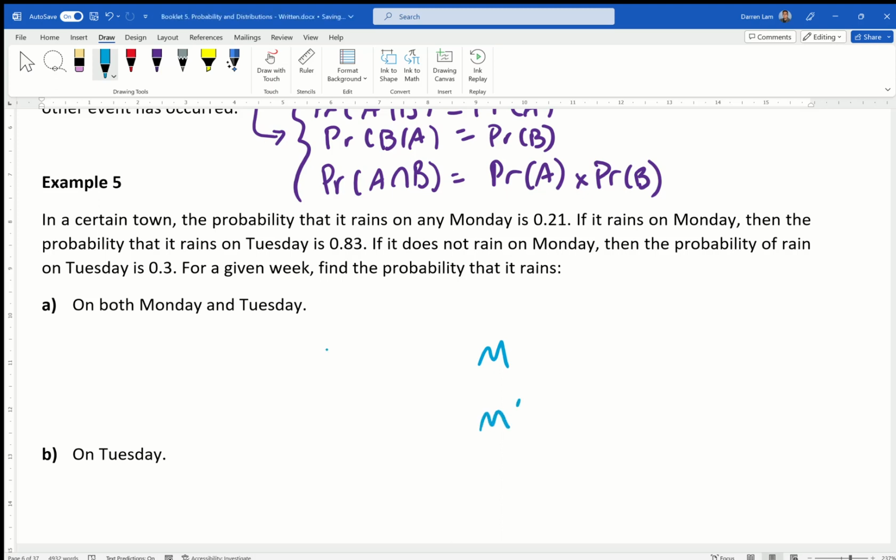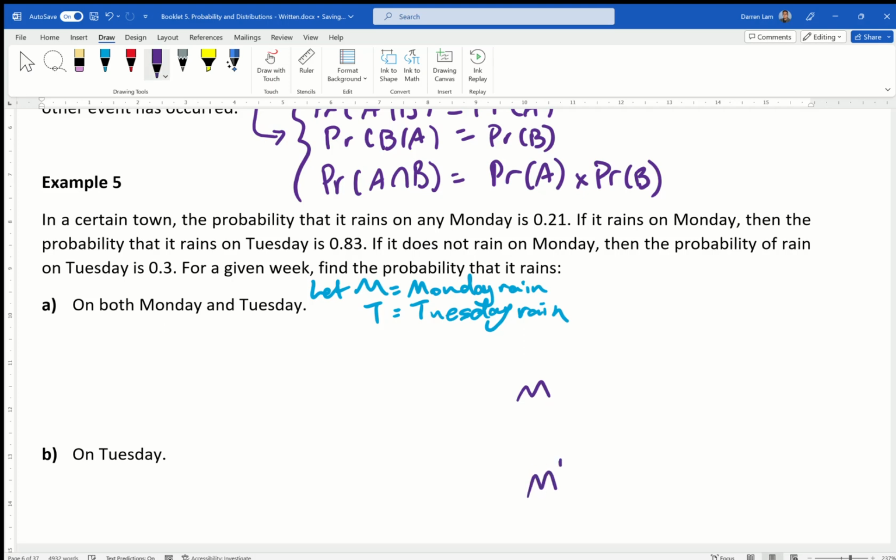Write it over here. Let M equal Monday rain, and I'm going to write T equal Tuesday rain. Yes, I'm very creative with my letters. Yes, go for it. When you write M dash or dash of anything, I assume that the condition does not happen? Correct. So in this case, M would be Monday raining, M dash would be Monday not raining. And then your outcomes afterwards would be T given M happened, T dash given M happened, T given M dash happened, and T dash given M dash happened.